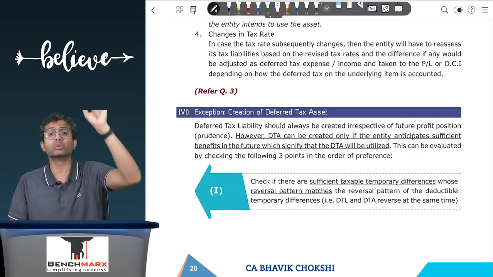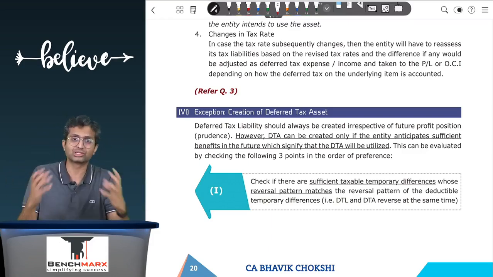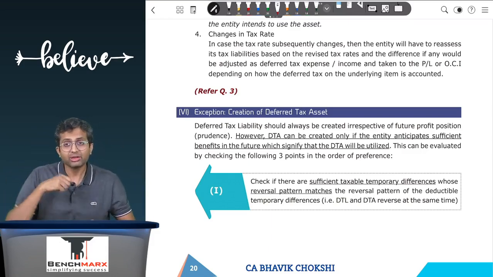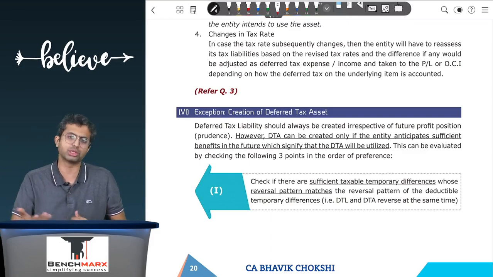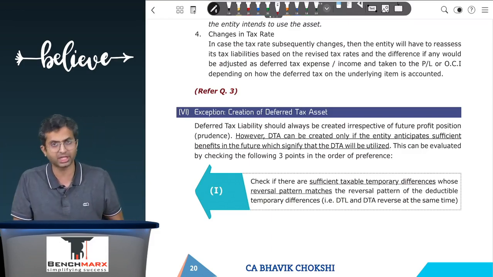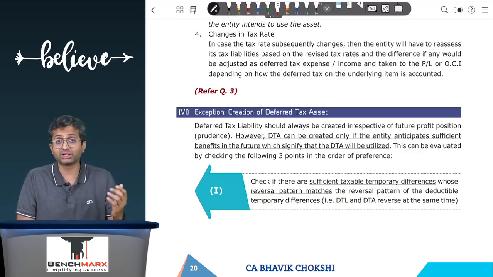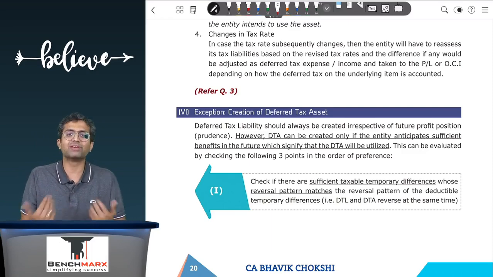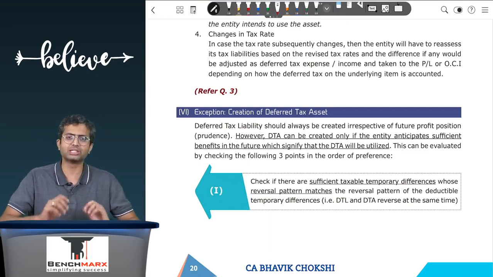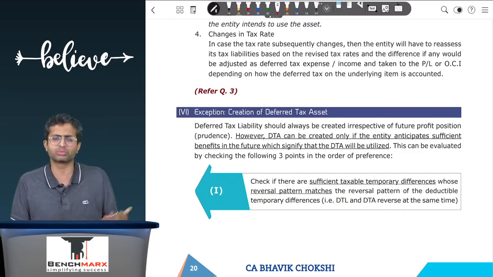Carry forward loss will always create a deferred tax asset because it will provide you deduction in the future years and help you pay lesser tax in the future years. So carry forward loss will always give you a deferred tax asset. So if there's a carry forward loss, should you always create a deferred tax asset? Well, the standard says it is possible that you will never be able to utilize those carry forward losses, and hence to show the deferred tax asset does not make sense.